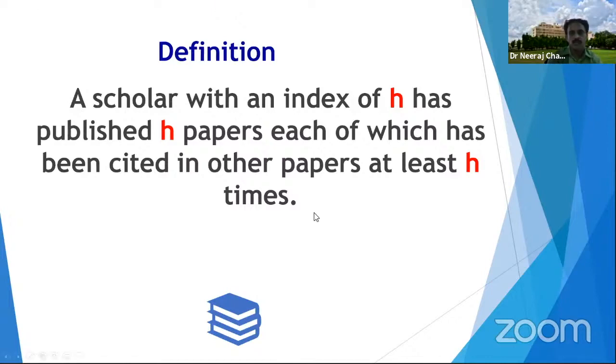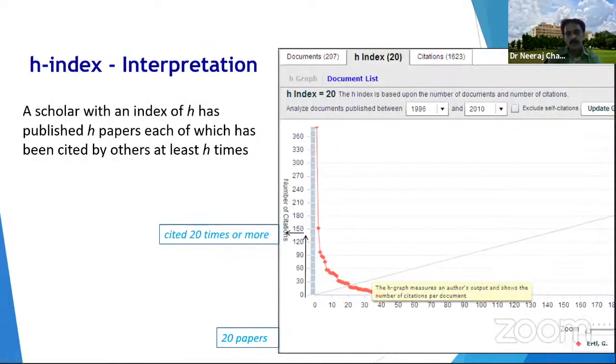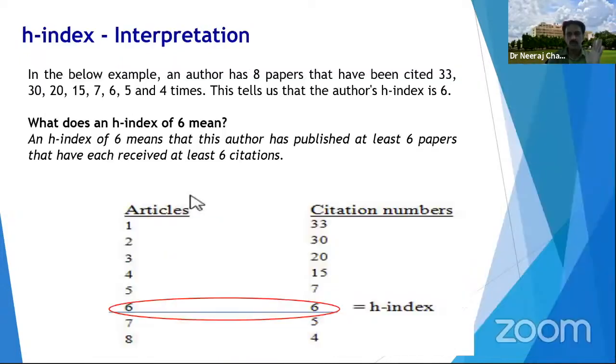Now coming to some of the examples, like how you can see on this screen. This author has published 207 papers and received 1,623 citations. His H-index is 20 because his 20 papers have received at least 20 or more citations. So because of that, his H index is 20. So it is a very simple definition, and the interpretation is also very simple. If you tell that an author has an H index of 10, it means his 10 papers have received at least 10 or more citations. It is a very simple calculation.